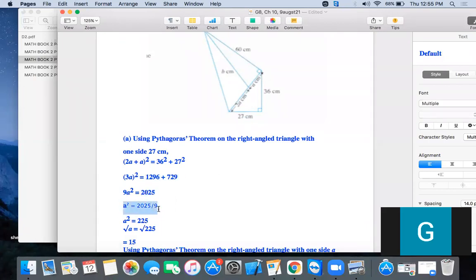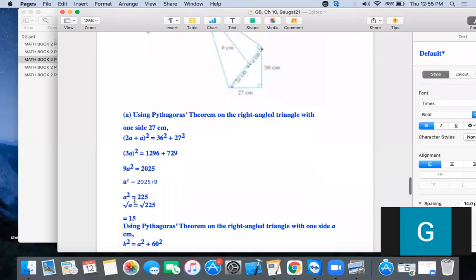Now in this step we have to find the value of a, so just move the 9. Here 9 is multiplying, so on the opposite side of the equal sign it will be divide. So 2025 divided by 9, use your calculator and divide it, so you get 225. So it is the value of a square.